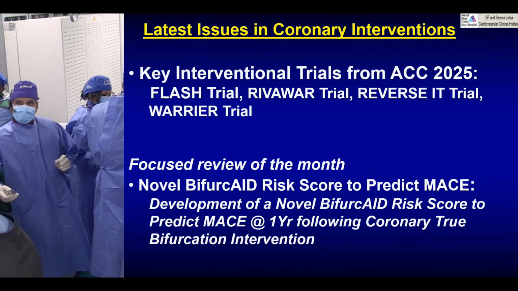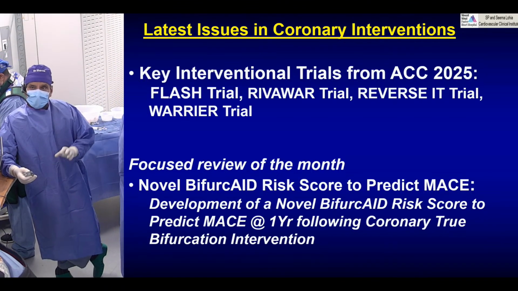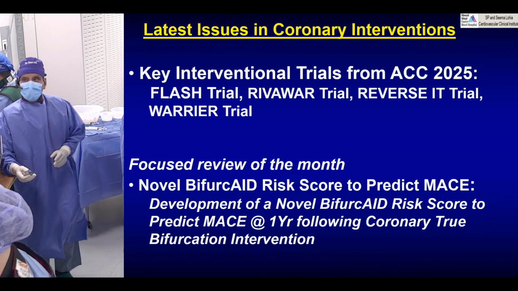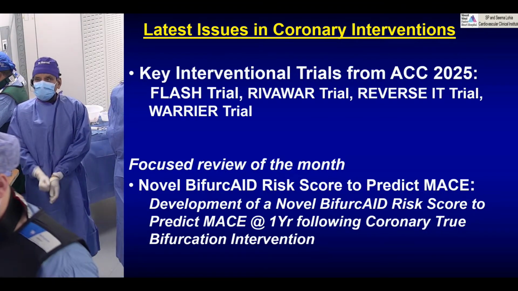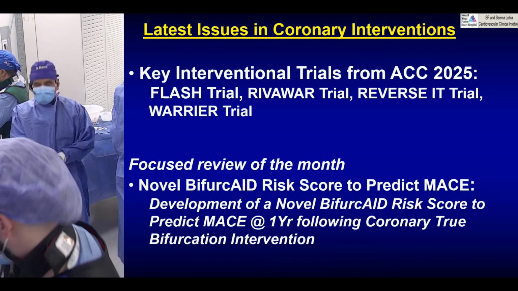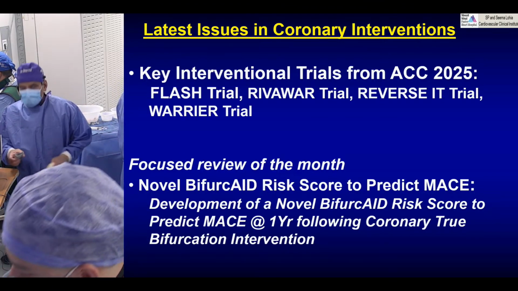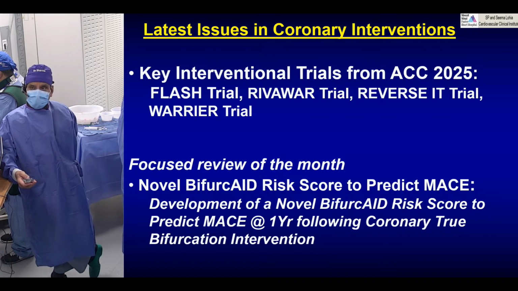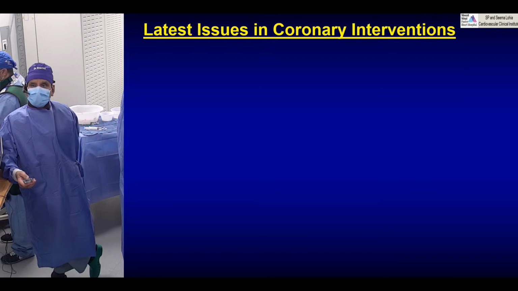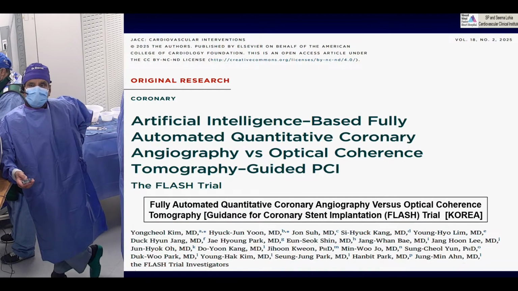Then the focus review of the month, the study done from Mount Sinai, very complex, with the bifurcation risk score to predict MACE. This is basically about 2,000 angiograms read by the team at Sinai under Dr. Keeney's leadership, who came up with a score because everybody wants to know which bifurcation cases could get into trouble, short term or long term. We'll talk about it. So Flash trial, what was the Flash trial?